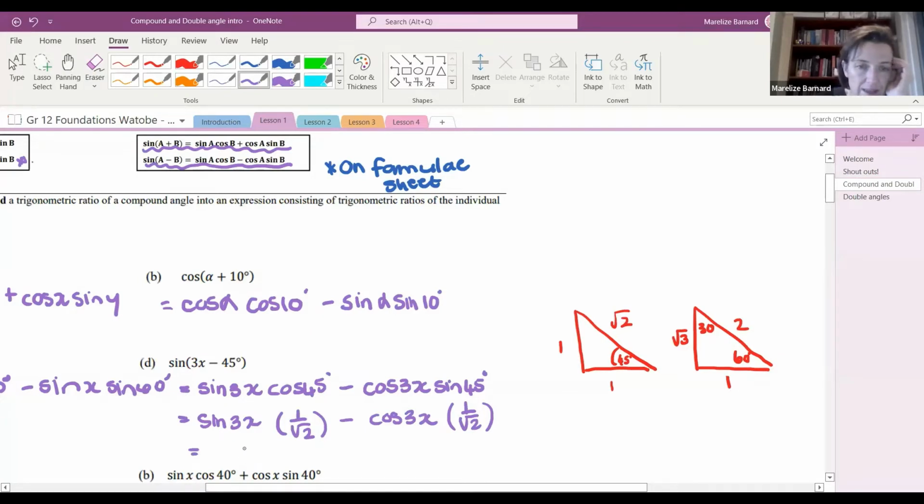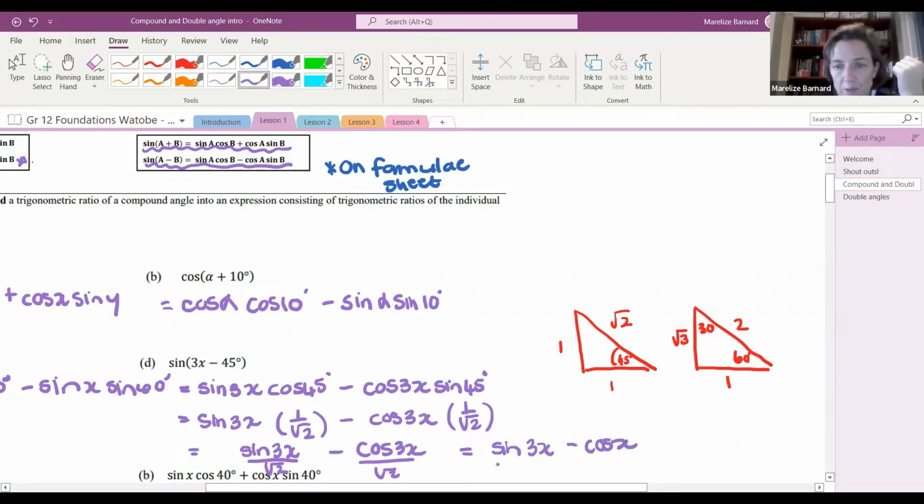Okay, so yeah, that's basically it. We can do sine 3x, and we're timesing it by 1 over root 2, so that's going to be over root 2 minus cos 3x over root 2. And then the best we can do here is just put it all over the root 2, because that's the same denominator for both. So we have sine 3x minus cos 3x over root 2.